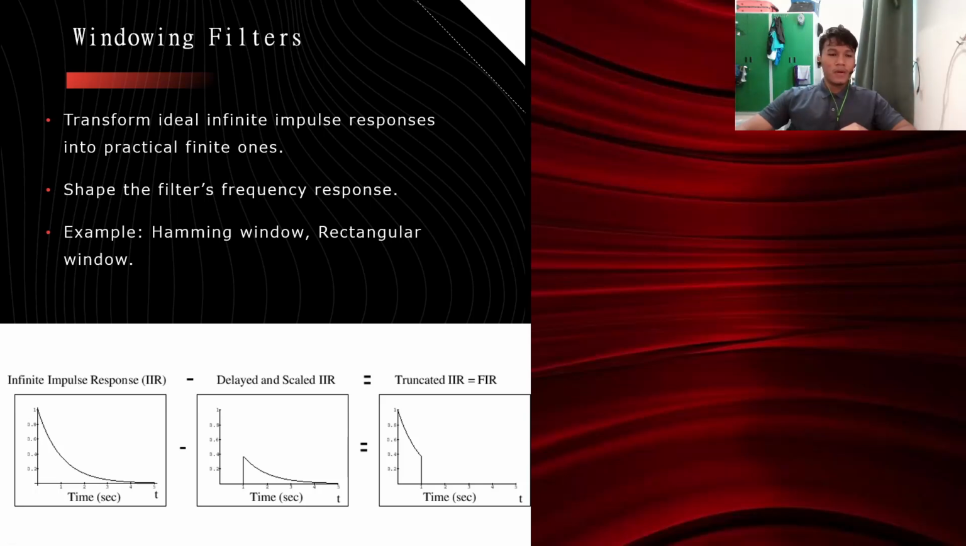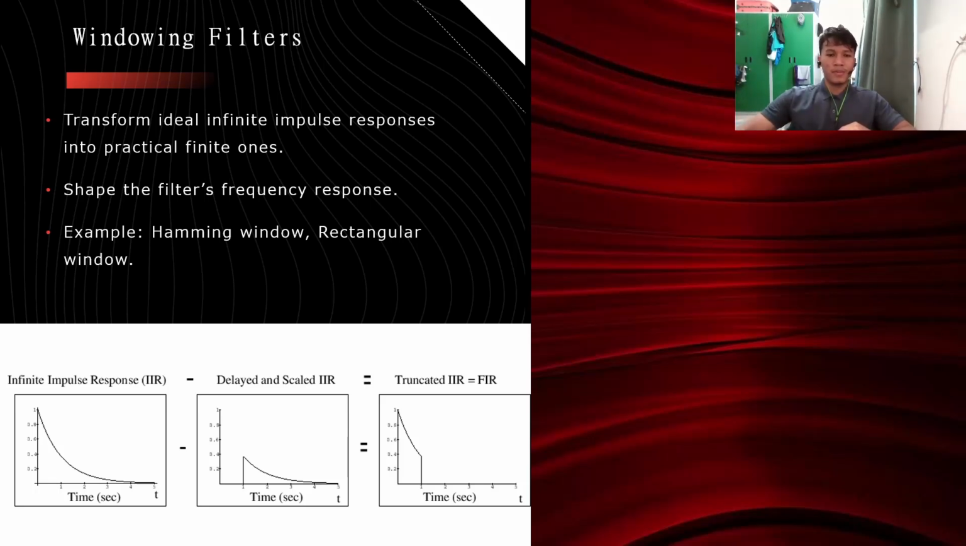So, what are windowing filters? Windowing filters transform ideal infinite impulse response into practical finite one. In simpler terms, windowing filters are methods used to take an ideal filter response which is often infinite and make it finite so that it can be implemented in real world application.